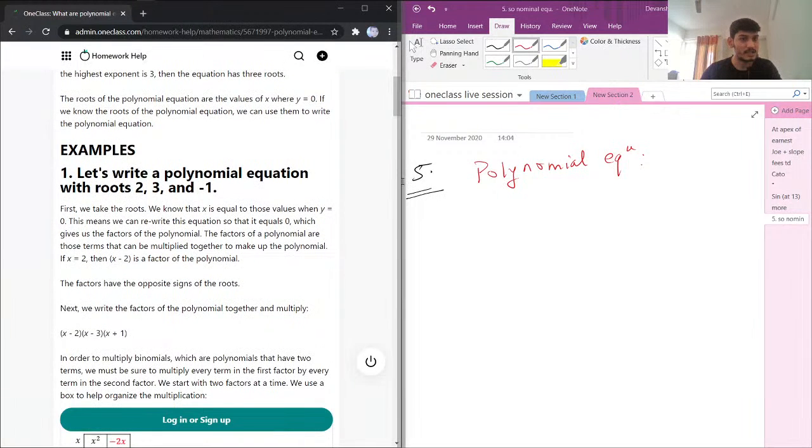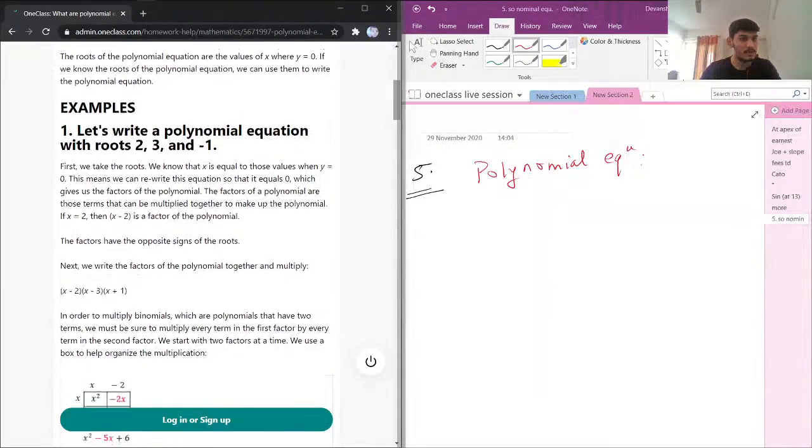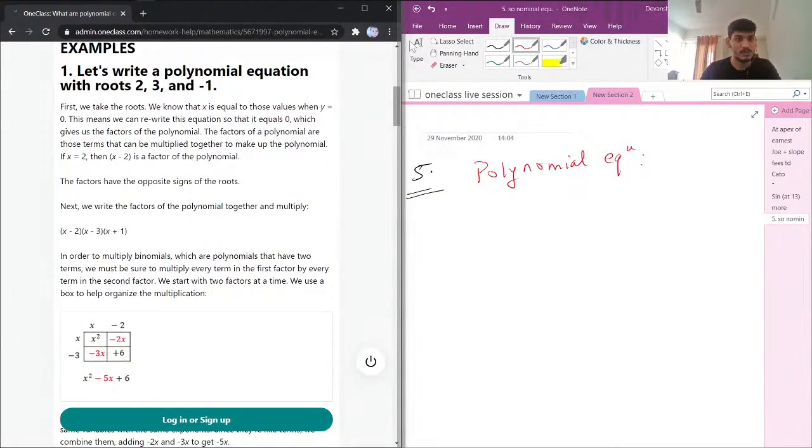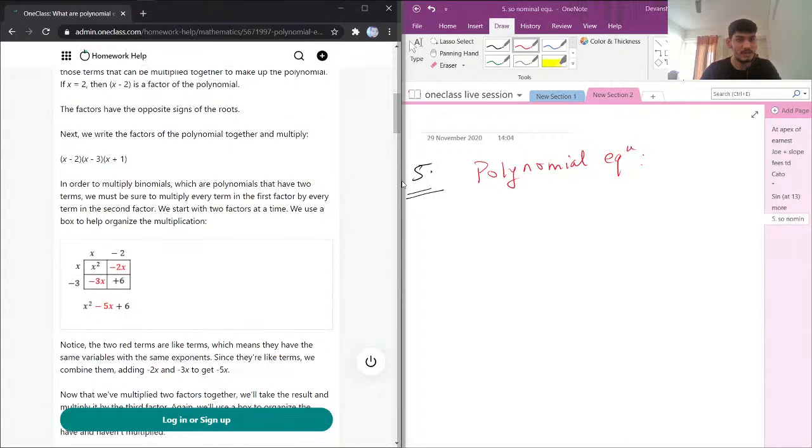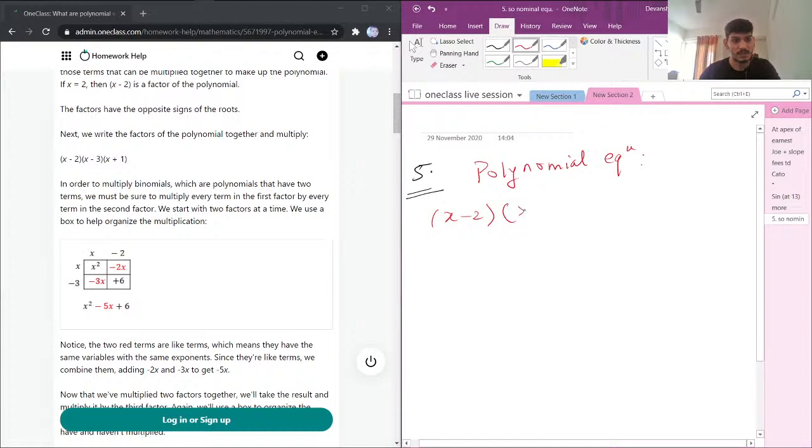This is correct. And the roots of the polynomial equation are the values of x where y equals 0. So if we know the roots of the polynomial equation, we can use them to write the polynomial equation. Let's write a polynomial equation with roots 2, 3 and negative 1. So this is a polynomial equation: x minus 2, x minus 3 and x plus 1 equals 0. For an equation it should be equal to 0.